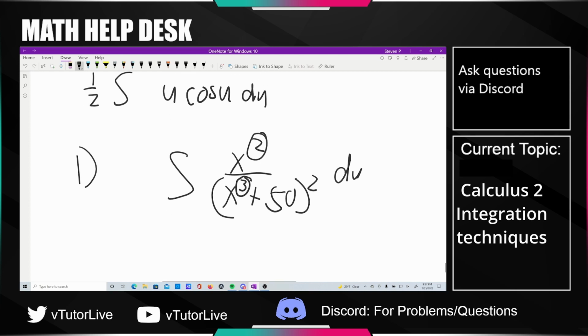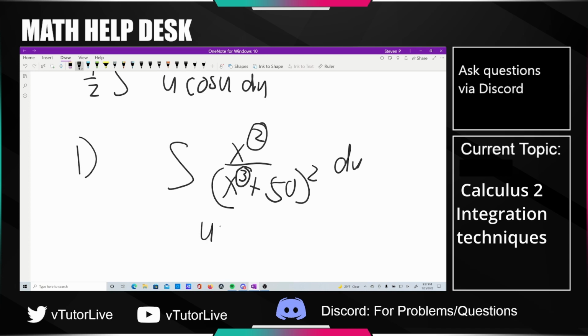They differ by one. That's a really good candidate to try out u is equal to x cubed plus 50. Because then when you take du, the constant just disappears, and then you're left with 3x squared dx, and you get a perfect u to du pair. It works out very nicely. Okay, so I think that's the end.